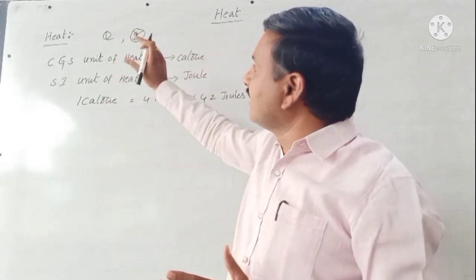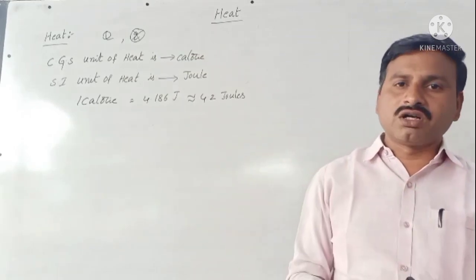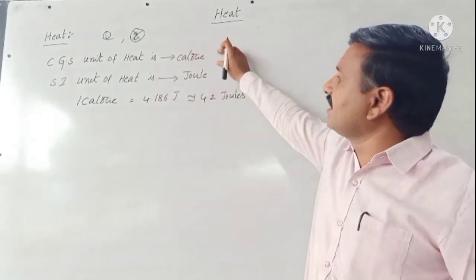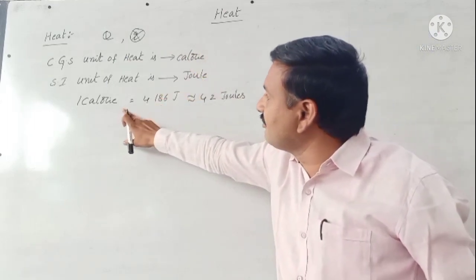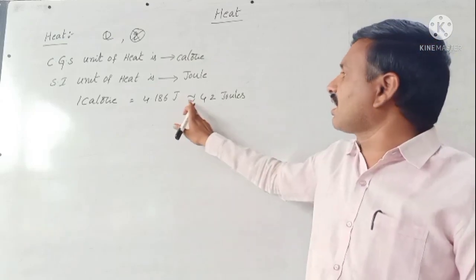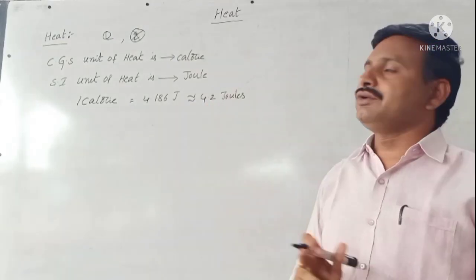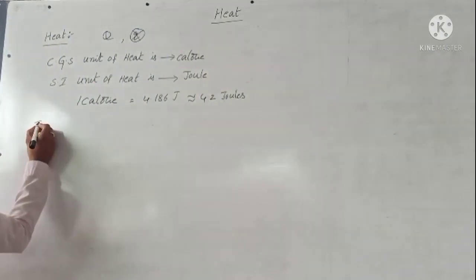So, heat is a form of energy. It is always transferred from hot body to colder body. The CGS unit of heat is calorie and the SI unit of heat is joule. 1 calorie is equal to 4.186 joules, or approximately 4.2 joules. Next, we discuss temperature.